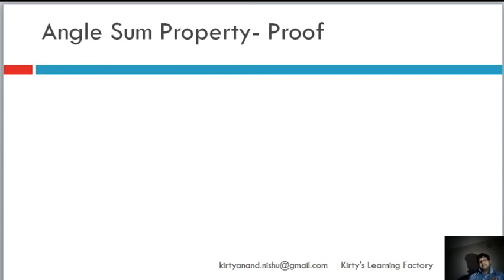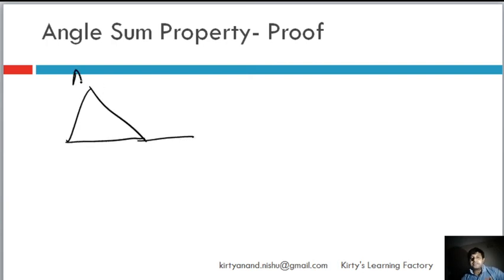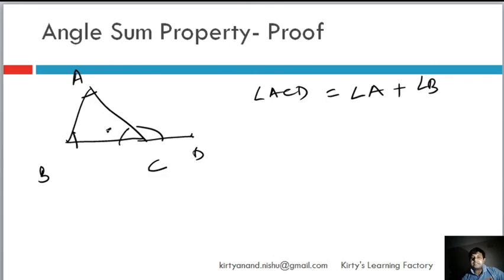But these are just illustrations and we will also prove it. So what did we learn? In a triangle, we learned and we proved it, that if it is triangle ABC, and this is D, then angle ACD, which is the exterior angle, is equal to the sum of opposite interior angles, which is angle A plus angle B, right? And this is angle C.